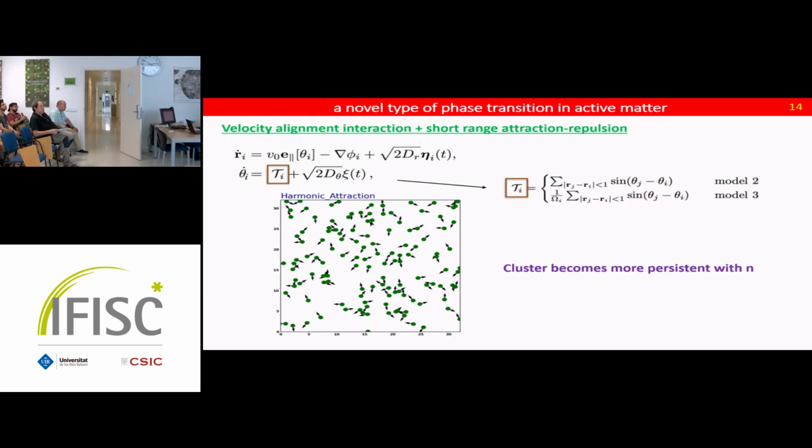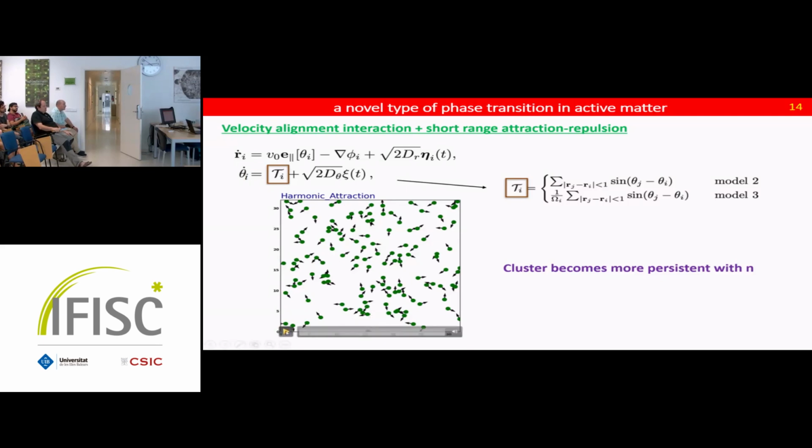One is the additive interaction, so it's not normalized with the number of neighbors. And another is the non-additive interaction, where omega I is the number of neighbors inside the interaction radius, so you normalize by omega I. Now I show the video for this.